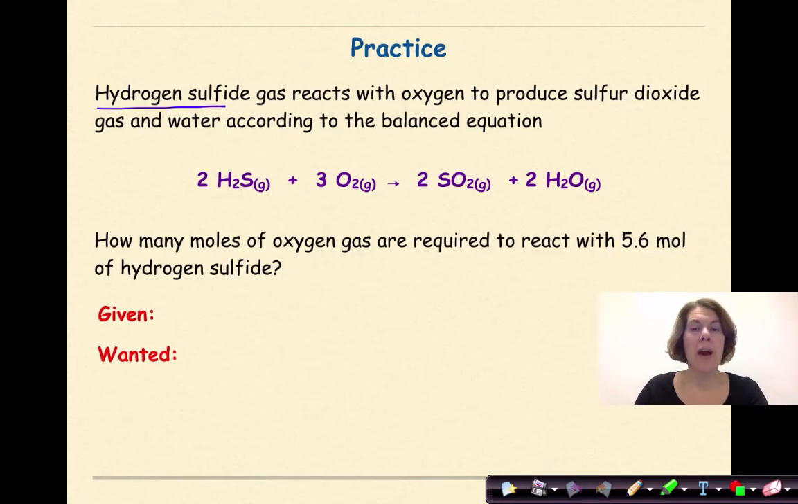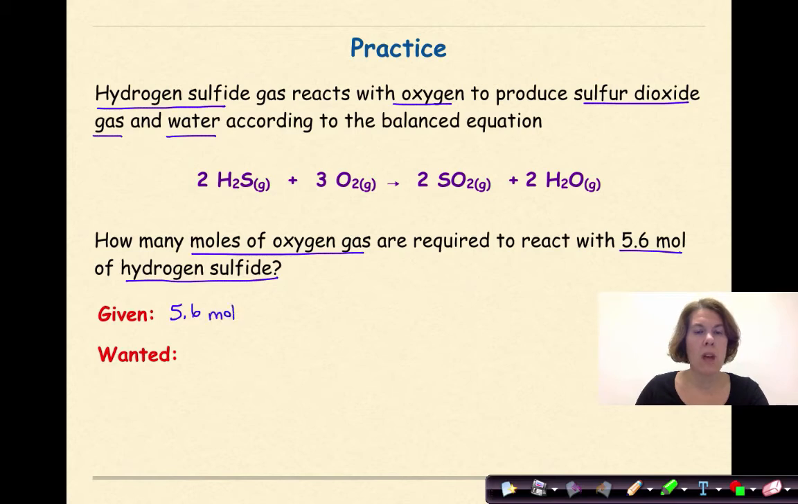Hydrogen sulfide gas reacts with oxygen to produce sulfur dioxide gas and water according to the balanced equation. So here's our balanced equation right here. How many moles of oxygen gas are required to react with 5.6 moles of hydrogen sulfide? In this problem, there is only one number given. So therefore, that's my given. My given is 5.6 moles of hydrogen sulfide, H2S. I want moles of oxygen gas because that's what they're asking for. So I want moles of O2.